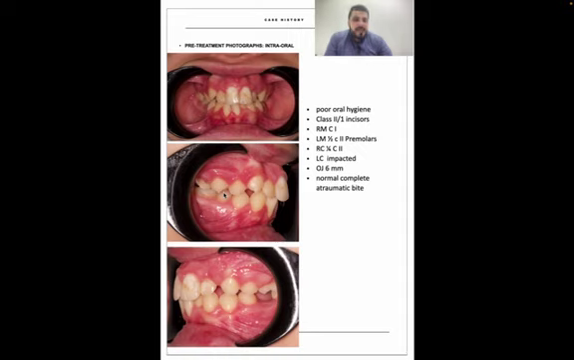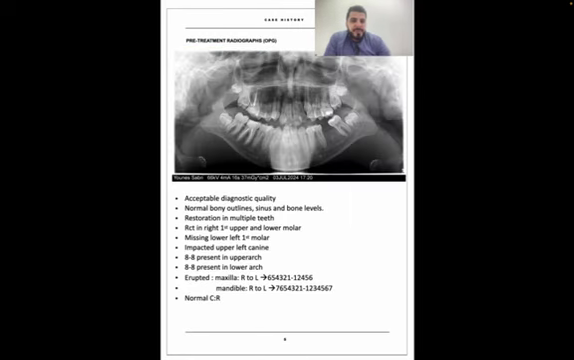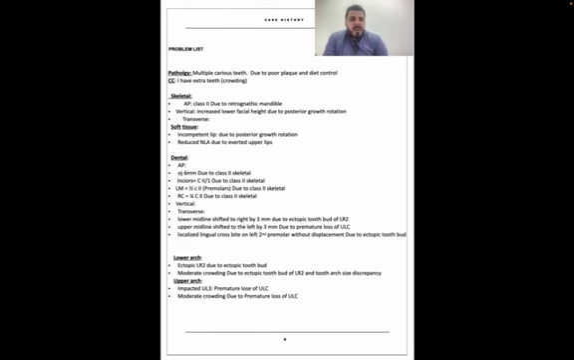So if you have only one tooth, that again indicates that we have a local factor. What could be the local factor? Either crowding or an ectopic tooth bud of the lower 5. Good. So now how are we going to write the problem list?